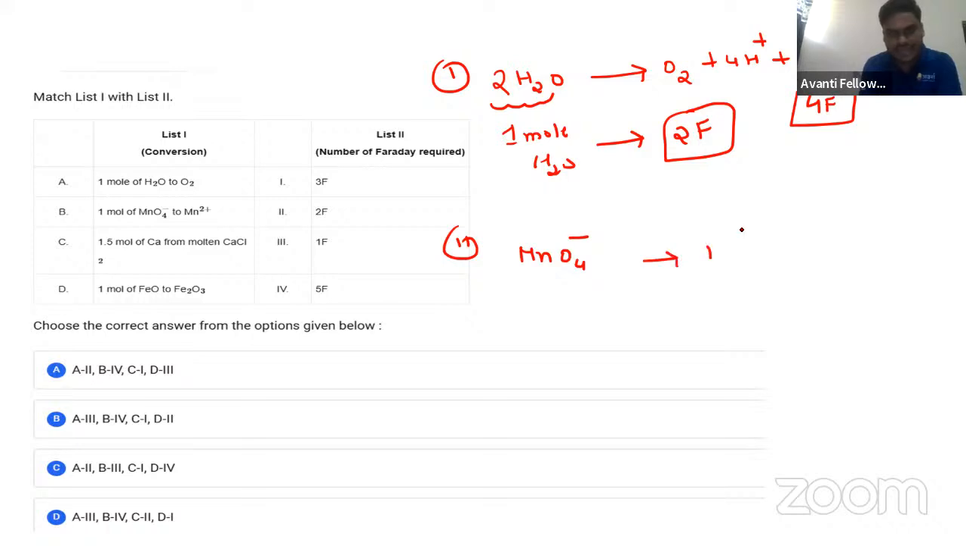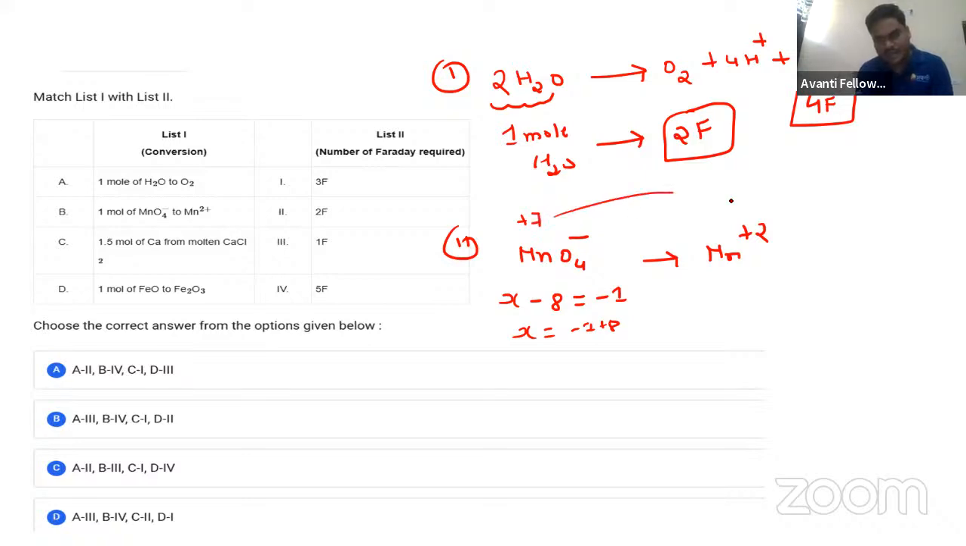Now, for the second case, that is MnO4 negative to Mn plus 2. So here the oxidation number of Mn कितना आएगा बताओ? That is x minus 8 is equal to minus 1, because oxidation state of oxygen is minus 2. So minus 2 into 4, minus 8. So x comes out to be minus 1 plus 8, that is 7. So here we have plus 7 and here we have plus 2. So how many electrons transfer will take place? That is 5. कितना? 5. So the correct answer is 5F.